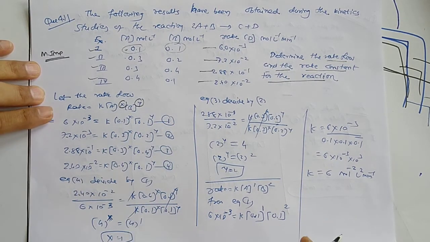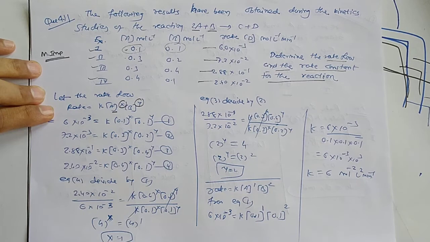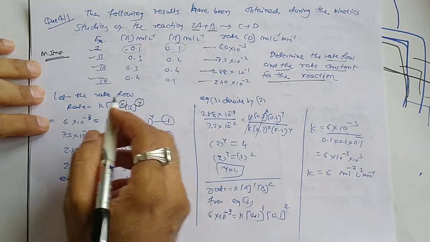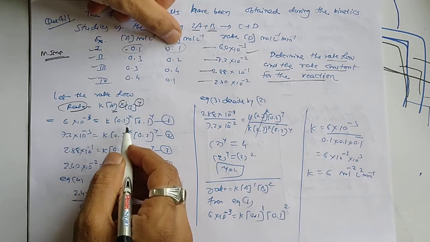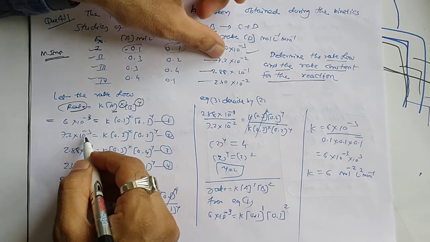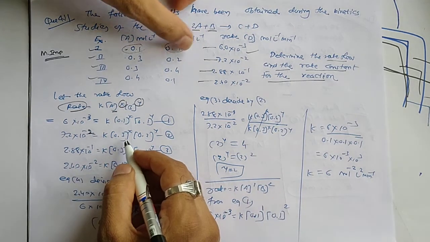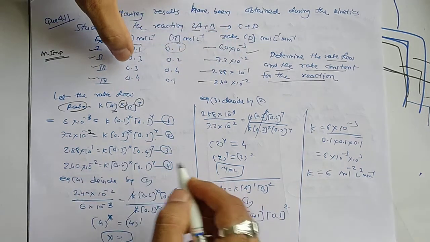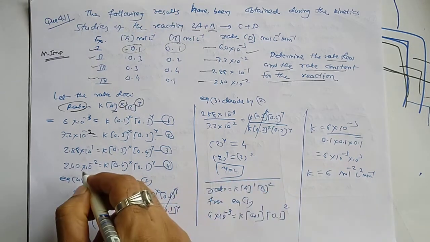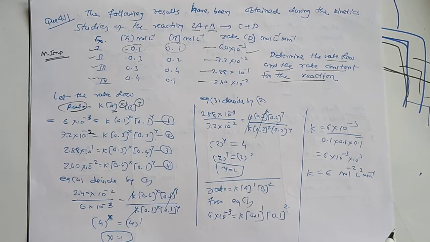Let the rate law be: here A and B are reactants, so assume x on A and y on B. Put down the four values. Here rate 6 × 10^-3 = K, 0.1 raised to x, 0.1 raised to y. In the second, 7.2 × 10^-2 = K, 0.3 raised to x and 0.2 raised to y. In the third experiment, 2.88 × 10^-1 = K, 0.3 raised to x, 0.4 raised to y. In the fourth one, 2.40 × 10^-2 = K, 0.4 raised to x, 0.1 raised to y.